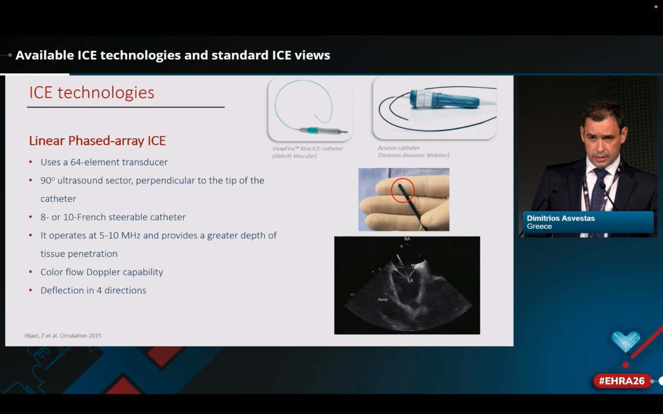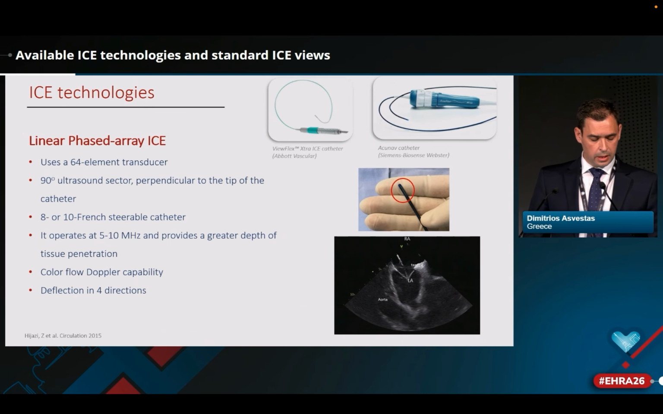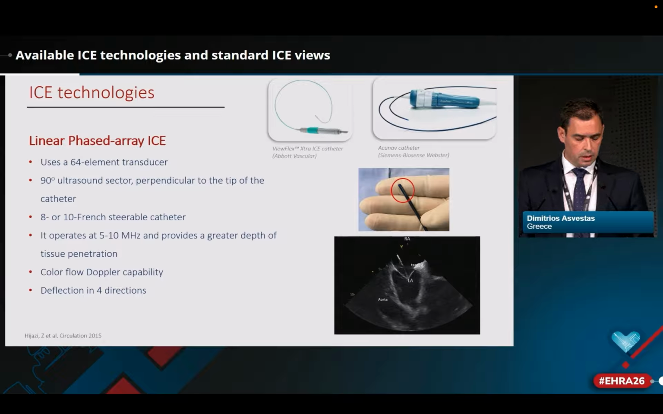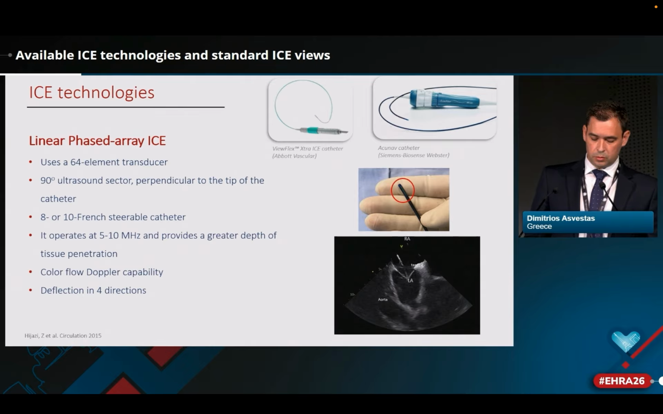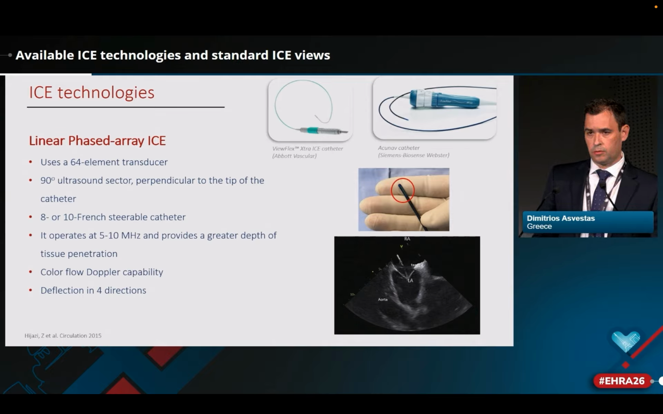So nowadays, linear phased array ICE catheters are preferred, and this catheter uses a 64-element transducer and produces a 90-degree image perpendicular to the tip of the catheter, a single image. The main advantages compared to radial catheters are greater depth of tissue penetration and far-field imaging up to 15 centimeters, color flow Doppler capability, and deflection of the catheter. The catheter can be deflected in different directions.